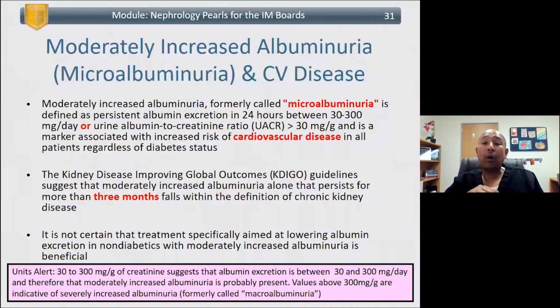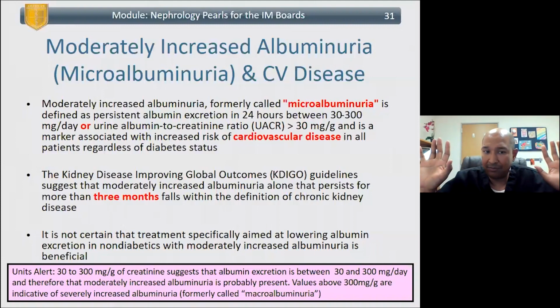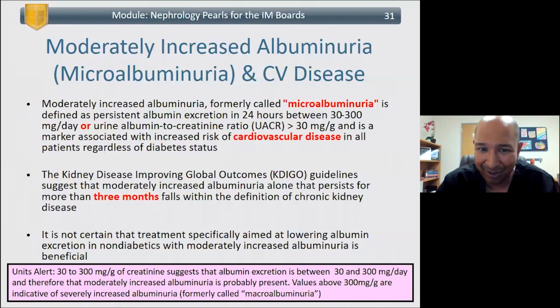So why is it so important to know about this? So we know that moderately increased albuminuria, formerly known as microalbuminuria, is when you have persistent albumin excretion and an albumin to creatinine ratio greater than 30 milligrams per gram, and this puts you at an increased risk of cardiovascular disease, regardless of whether you have diabetes. So having microalbuminuria puts you at a higher risk. Now that we call it moderately increased albuminuria, it puts you at a high risk for cardiovascular disease.